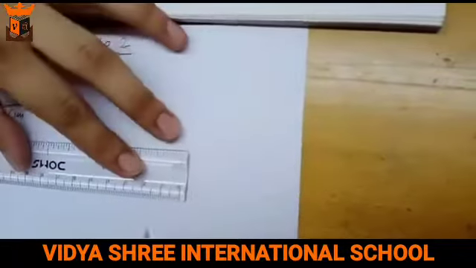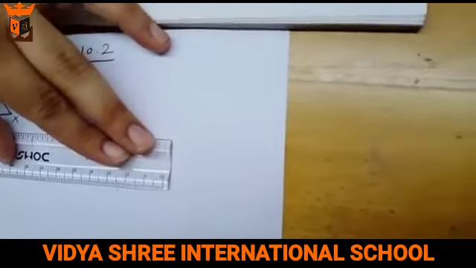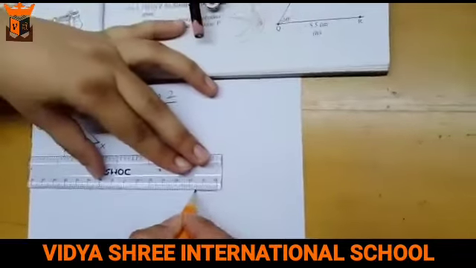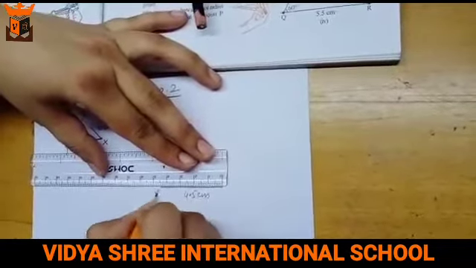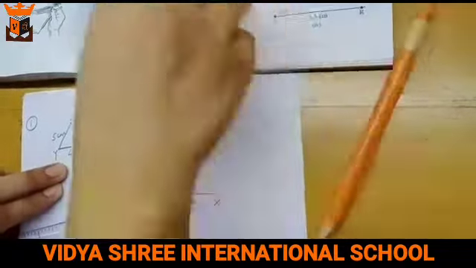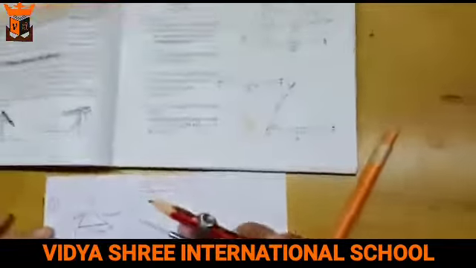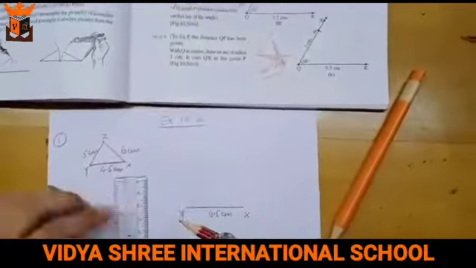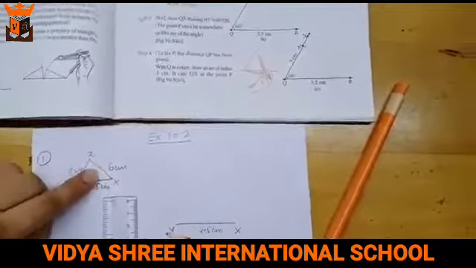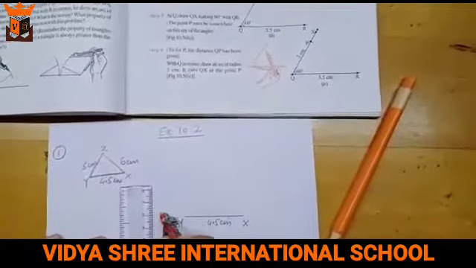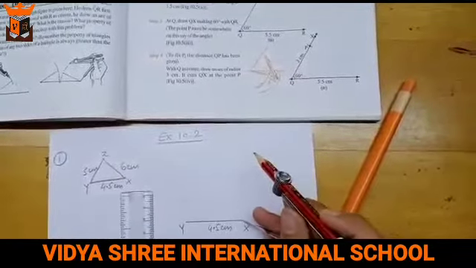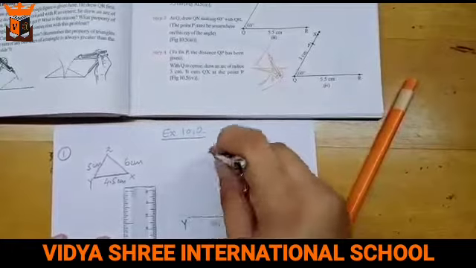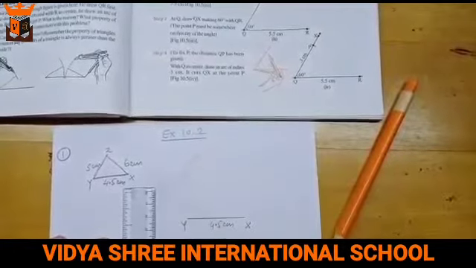Now through a scale we need to draw 4.5, that is, here is 4.5 centimeters, this is Y and this is X. Now with the help of compass and pencil you need to take a length of 6 centimeters. So with the help of scale again we have to measure 6 centimeters, and at point X we need to draw an arc of 6 centimeters.